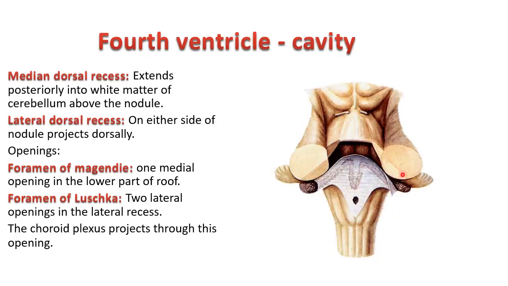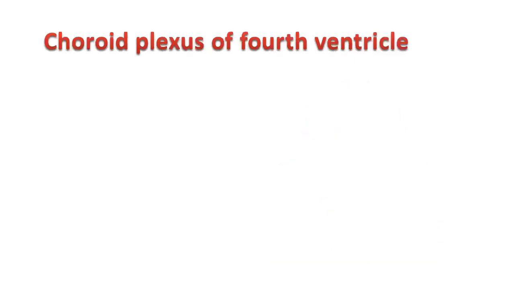Here you can see the choroid plexus entering through this lateralmost opening, the foramen of Luschka, and this is your one median recess and a pair of lateral recesses. This bulge you are seeing is the floor of the fourth ventricle. Most probably that should be your facial colliculus. Next, coming to the choroid plexus of the fourth ventricle. How is the choroid plexus formed? For that, first we should understand what the tela choroidea is.